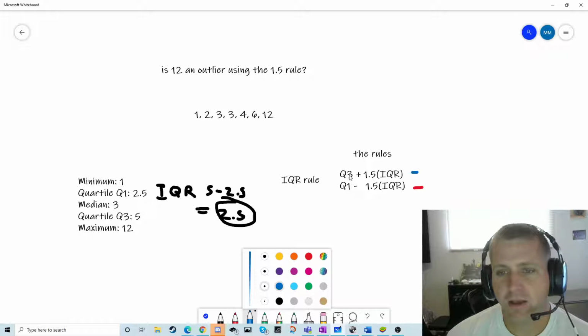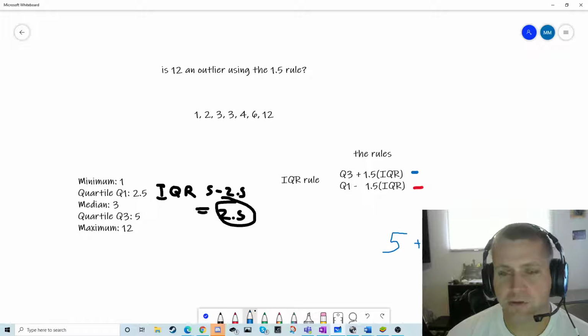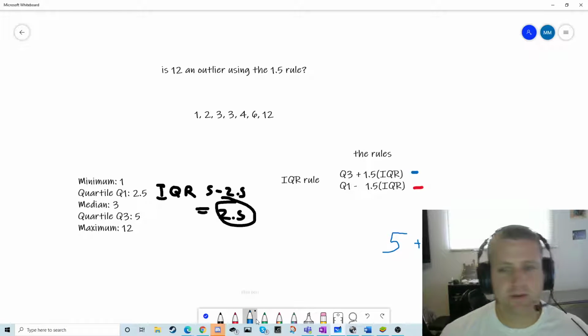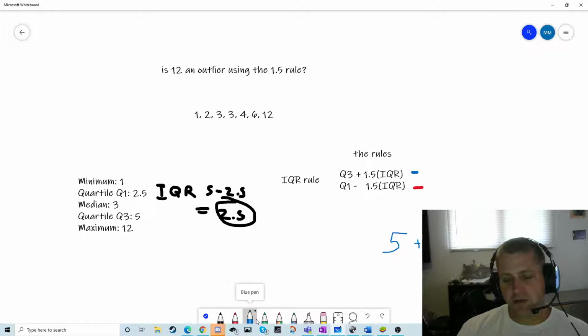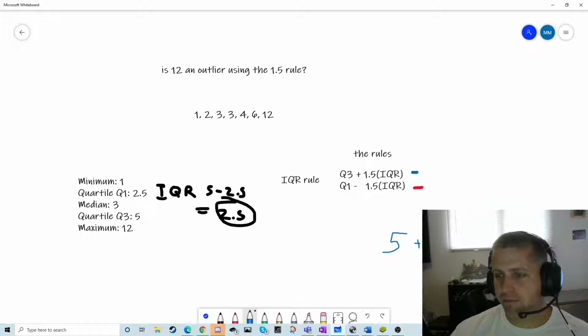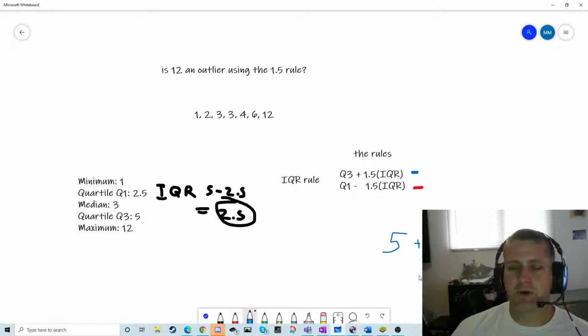I need to take my third quartile, which is 5, plus 1.5 times my IQR. My IQR was 2.5. That will give me an upper boundary. I can just use a fancy little calculator, pulling out my phone right now. 1.5 times 2.5 plus 5. Okay, 8.75. Cool, that's my upper boundary.